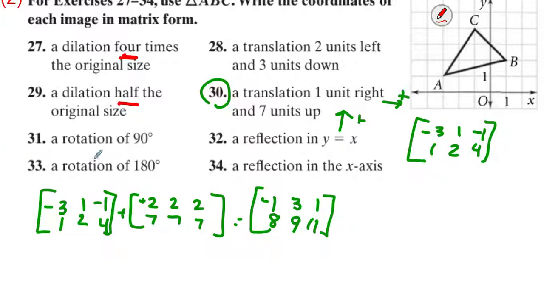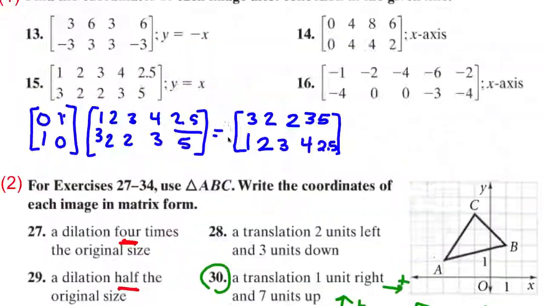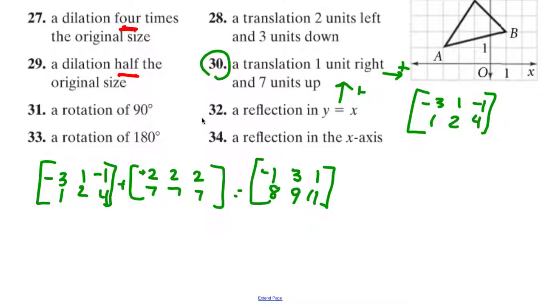And then we have rotation of 90 and 180, and then reflection. So again, these are going to be just like what we did up here. You will be given those reflection and rotation matrices on your test so that you don't have to memorize them.